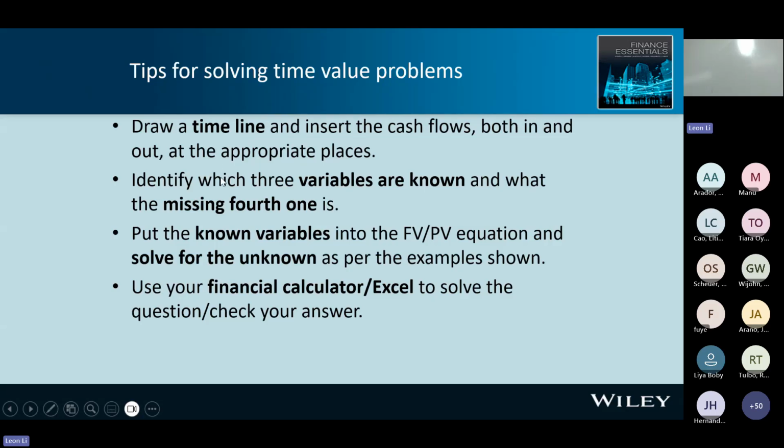Right? Next, identify which 3 variables are known and which is the missing fourth one. Then we put the known variables into the equation, either PV or FV equation, and solve for the unknown, as per the examples we showed you before. So you can do the calculation by hand, or you can use a financial calculator or Excel to solve the question. However, again, I'd like to tell you, you have to draw the timeline. For me, that's the most important tip.